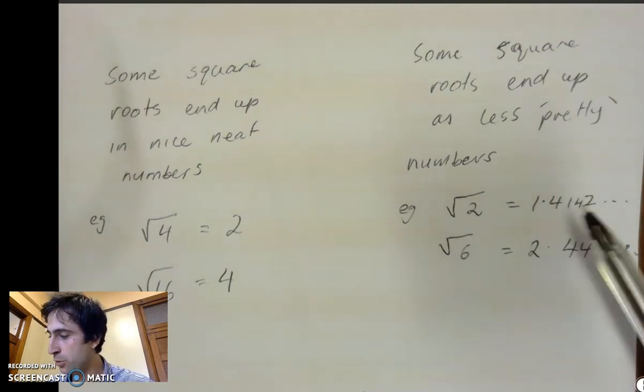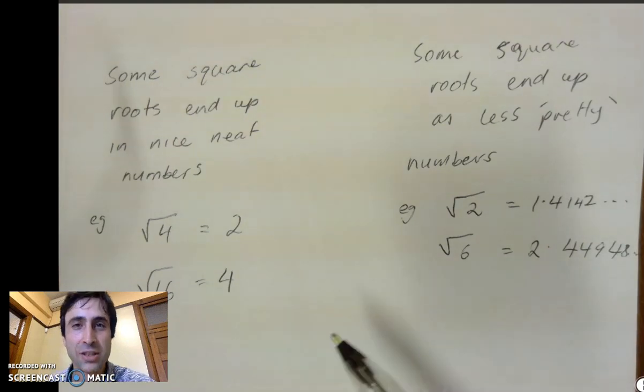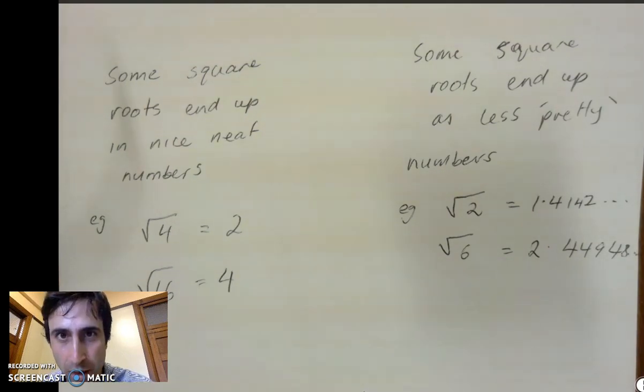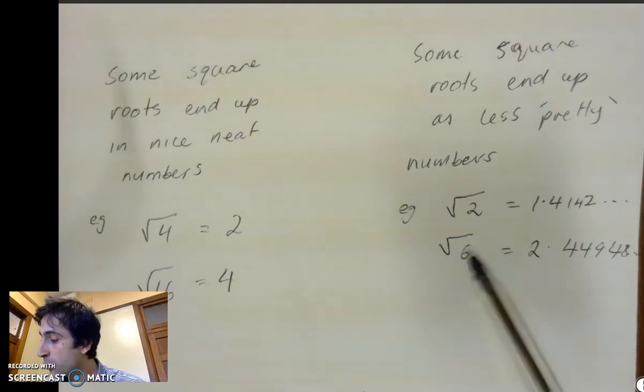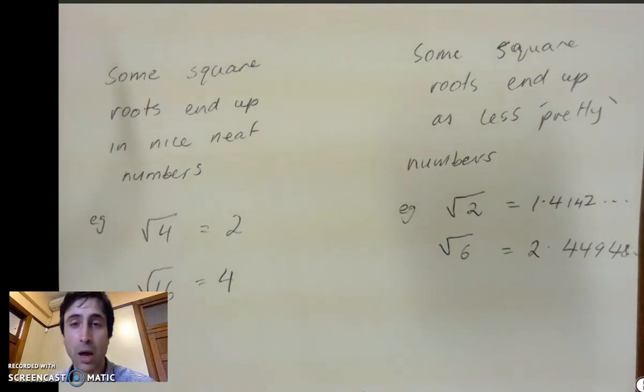Okay, square root 2 is 1.41422. And you'll notice I put dot, dot, dot because it actually doesn't stop. They go on forever. All right. Square root 6 is 2.4948, blah, blah, blah. And it actually never repeats. And it goes on and on and on.